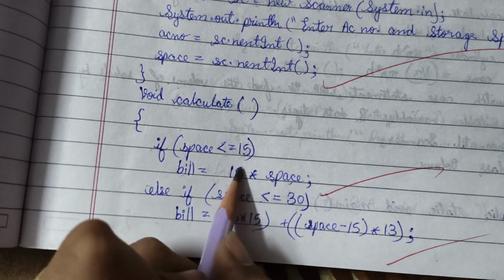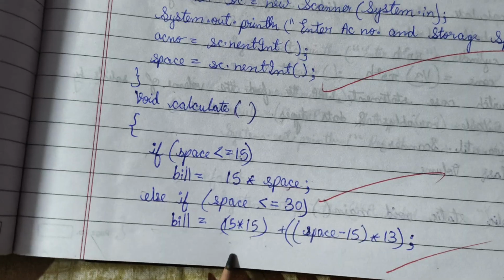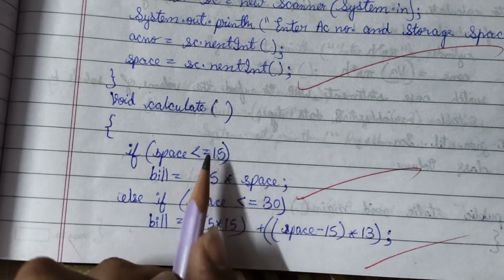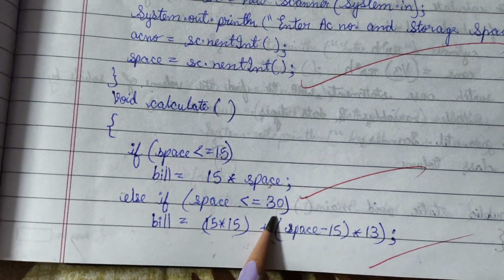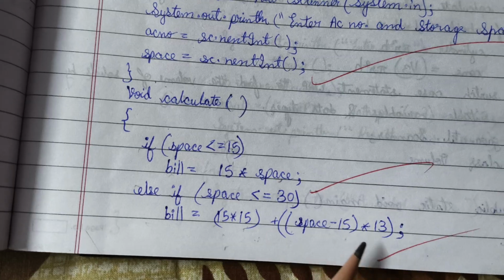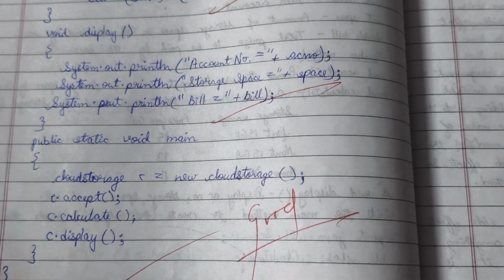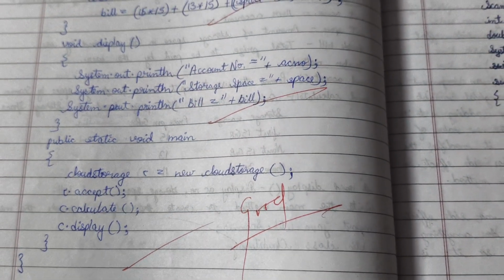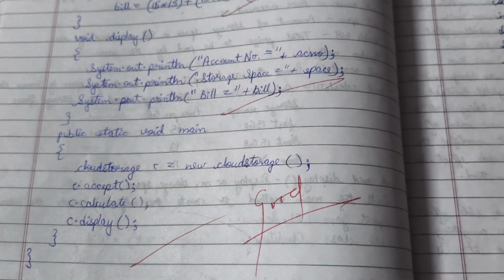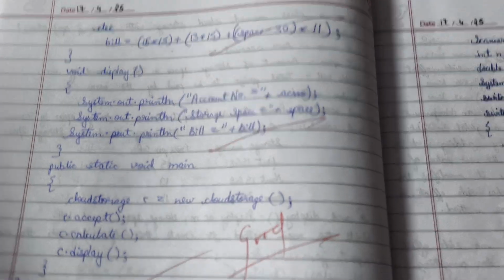It came from this one, because here the maximum limit was 15, so 15 into 15 plus, here we have already used 15, so how many are left for this? Only 15, so (space minus 15) into 13. Similarly we will do for the others also, and then we will print those like this. Same concept, nothing new, which we have done in class 9th.